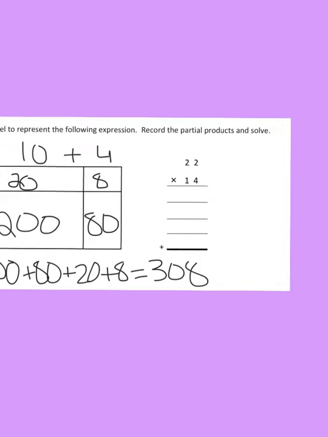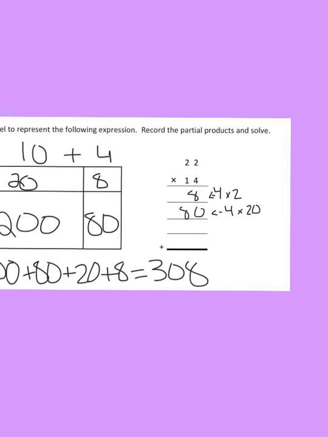For the partial products method, we're going to take 14 and again break it down to 10 and 4, and 22 and break it down to 20 and 2. So we're going to start with our 4, and we're going to just not think about this 1 right now. So we're going to do 4 times 2 first, and this is 8. And then we're going to do 4 times 20, and that is going to be 80.